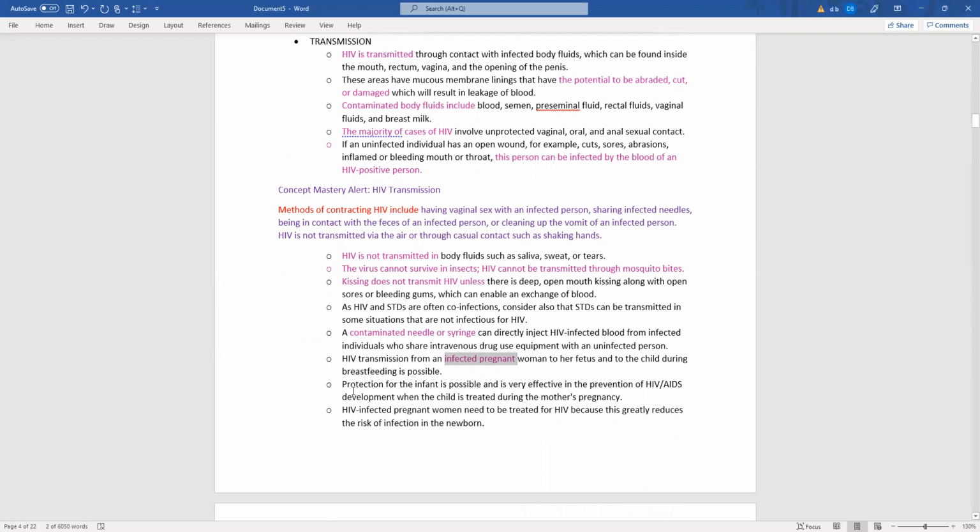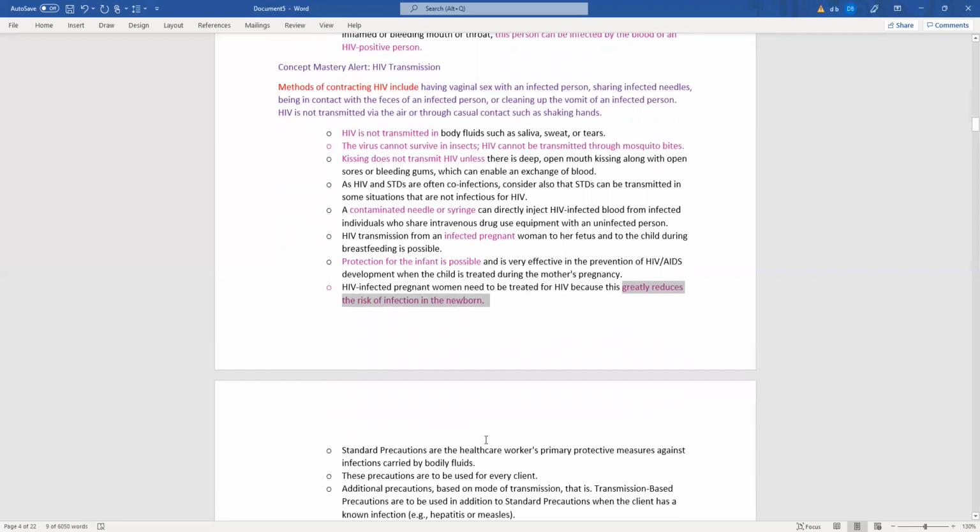HIV, let me highlight that. HIV infected pregnant women need to be treated for HIV because this greatly reduces the risk of infection in the newborn.